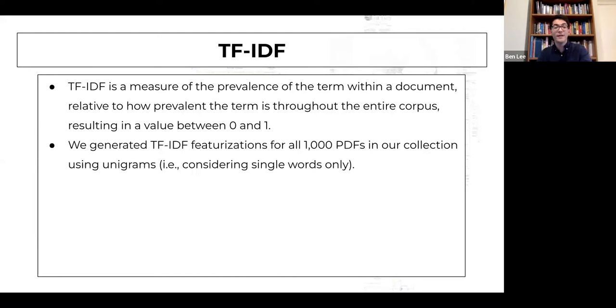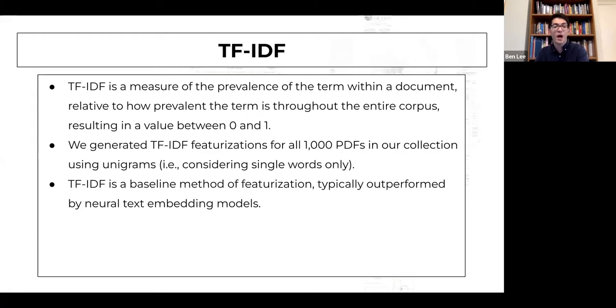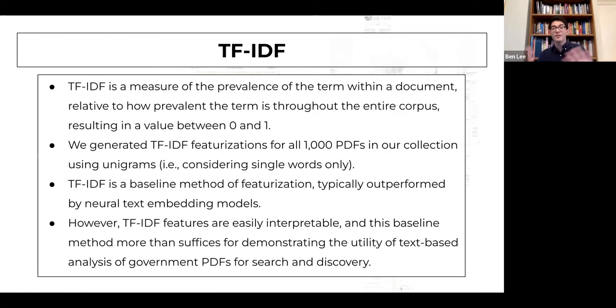I should mention here that we generated this TF-IDF featurization using what are known as unigrams. So this means terms are only single words, not multiple words. I'll say that TF-IDF is a baseline method of featurization. Typically these days we see it outperformed by neural text embedding models or transformers. But I will add that TF-IDF features are really easily interpretable. We understand that a high value of a certain term means that term is important to that document. That's very nice and succinct. And also, the baseline method here more than suffices for demonstrating the utility of a text-based approach to government PDFs for search and discovery.